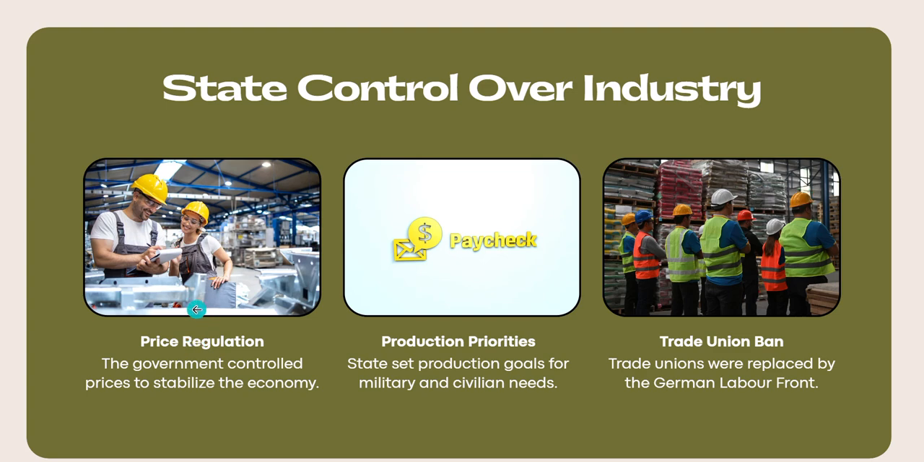Now they tried to control the economy through state control over industry. With price regulation, the government controlled prices to stabilize the economy. The state set production goals for military and civilian needs. They also banned trade unions, because trade unions could raise their voice against the inhuman activity and exploitation of labor, so they were replaced by the German Labor Front.